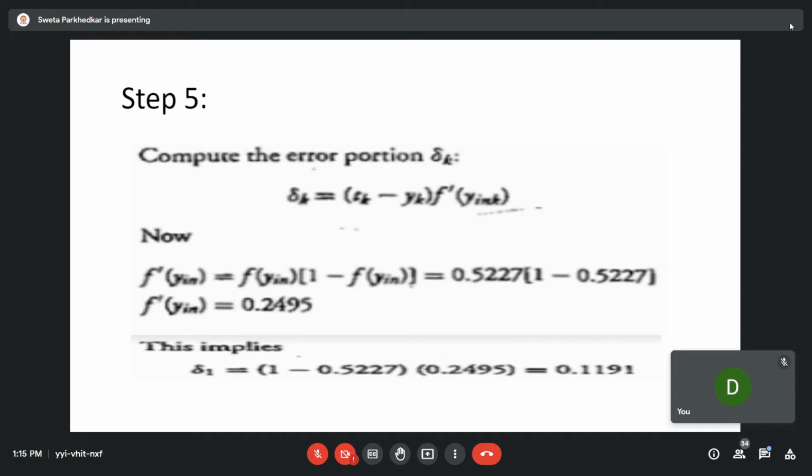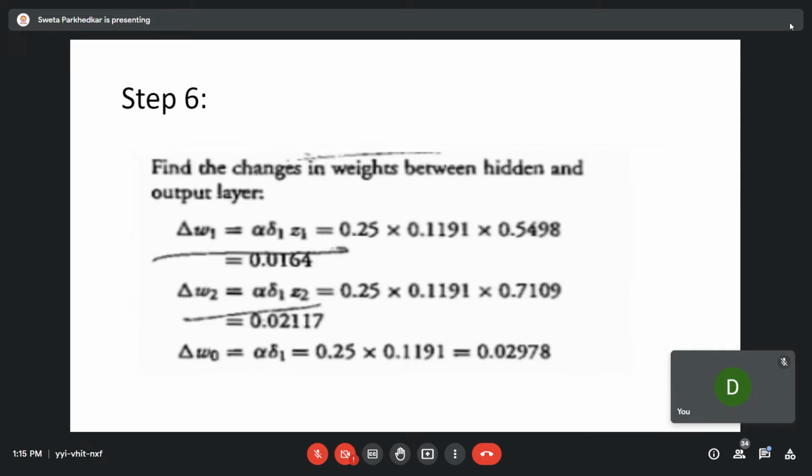So it is equals to alpha into Z1, alpha into Z2, and alpha into this was your for the previous and or case जो होता था. Now in this case you need to multiply with this error also. So the weight changes is given by alpha delta 1 into Z1, alpha delta 2 into Z2, and alpha into delta 1. So these are the weight changes, delta of W1, delta of W2, and delta of W0. Write this down.